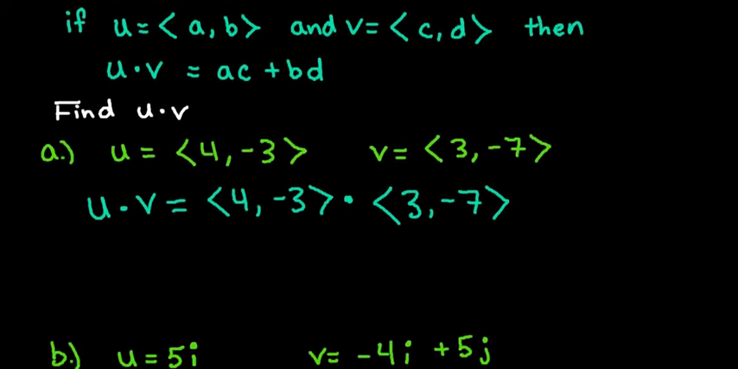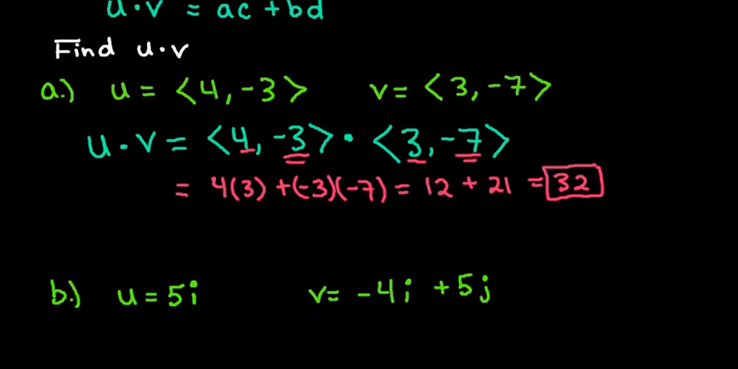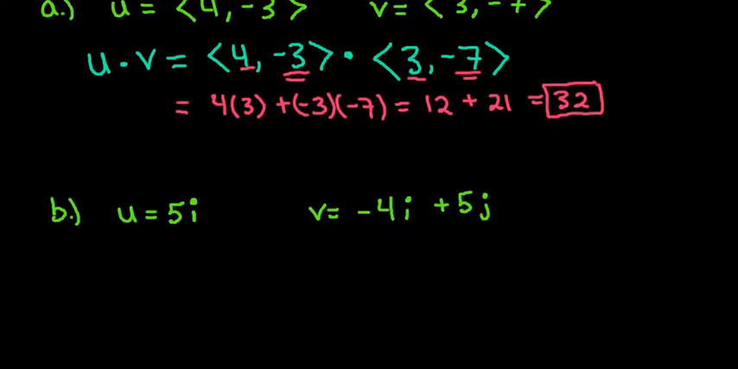Okay, and so then when I find the dot product, I am just going to take 4 times 3 plus negative 3 times negative 7. So if I simplify this, I end up with 12 plus 21, which gives me 33. Okay, so the dot product of those two vectors is 33.